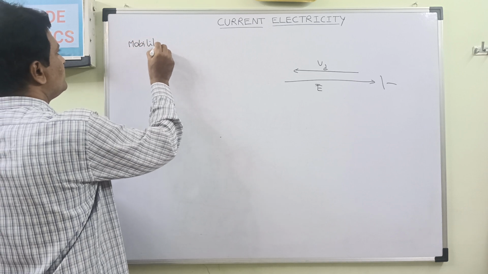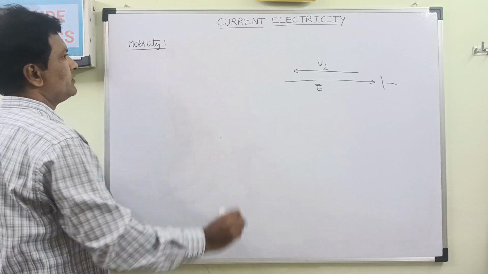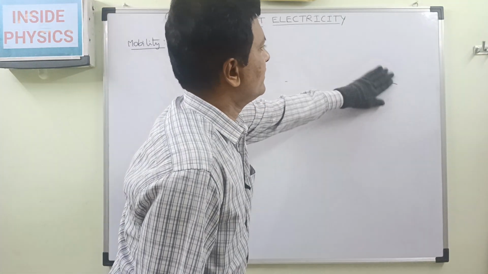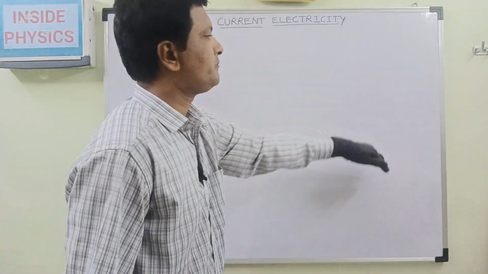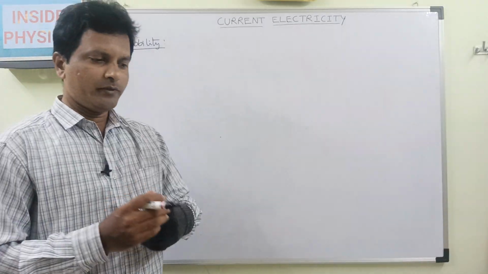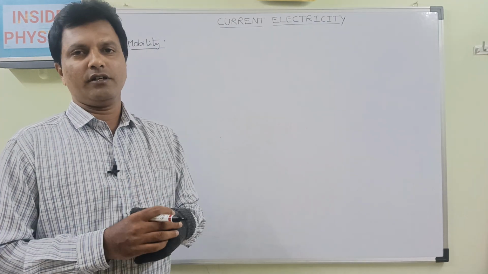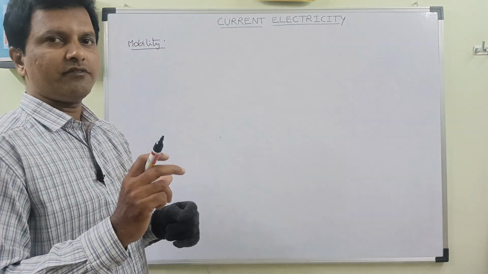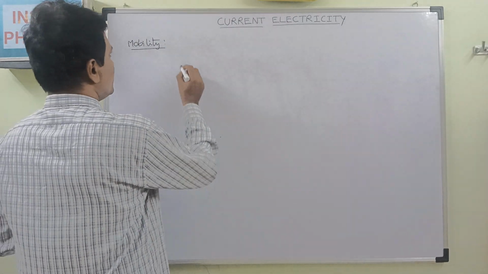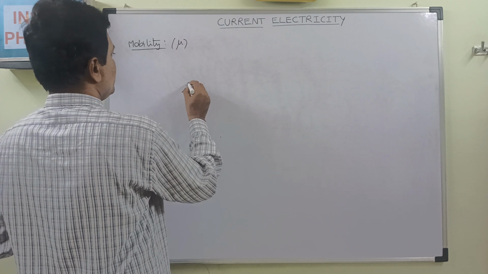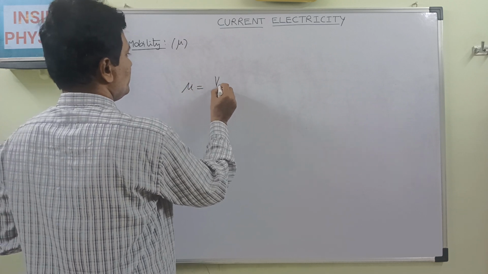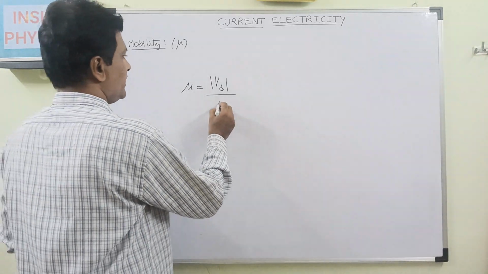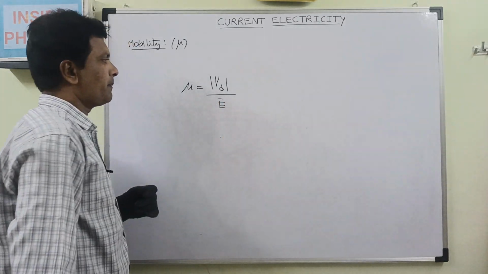Mobility of what? Mobility of charge carriers. So what does the mobility of charge carriers depend on? See, mobility is defined as the drift velocity acquired by the charged particles per unit electric field applied. That means mobility is represented with mu. Mu is equal to Vd, the magnitude of drift velocity, divided by the electric field.